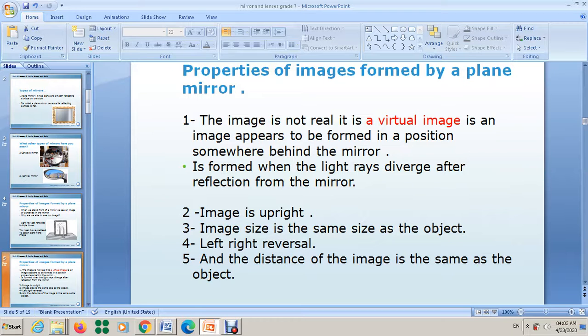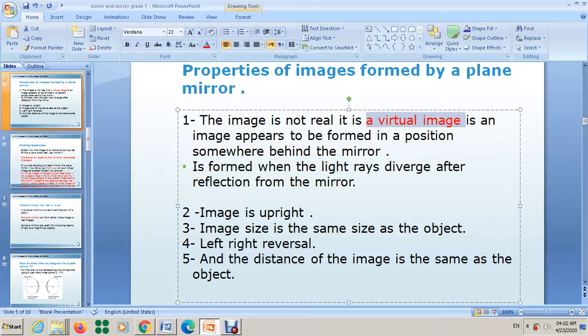The first one is virtual image, an image that appears to be formed in a position somewhere behind the mirror, or as it is written in your book, a virtual image is an image that appears to come from a place that the light does not actually come from. It doesn't matter, the same meaning. Also, it is formed when the light rays diverge after reflection.